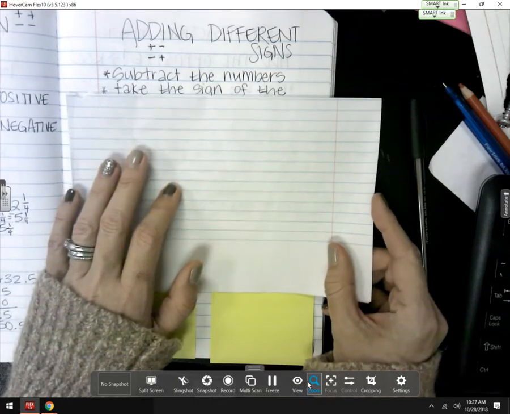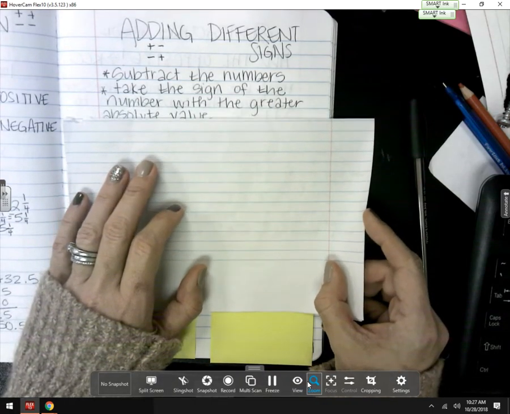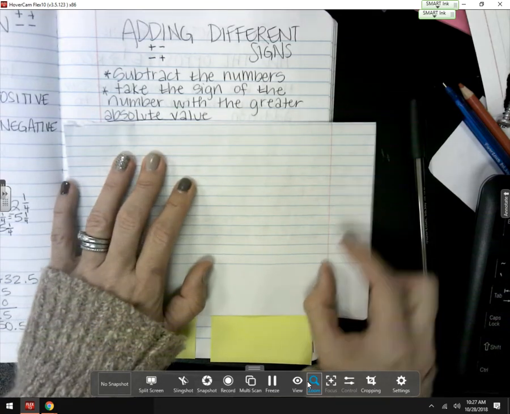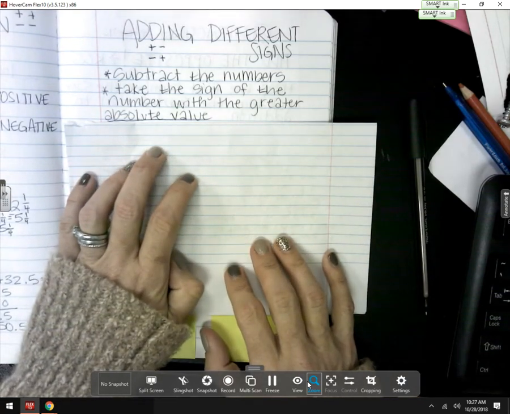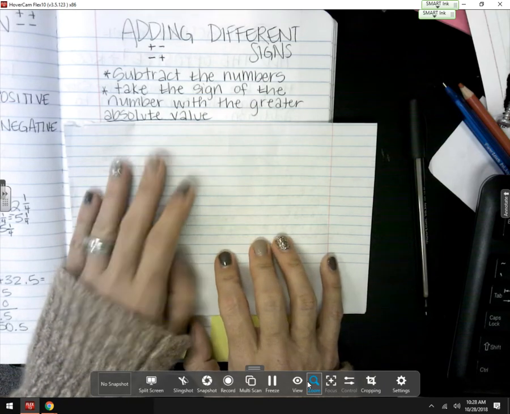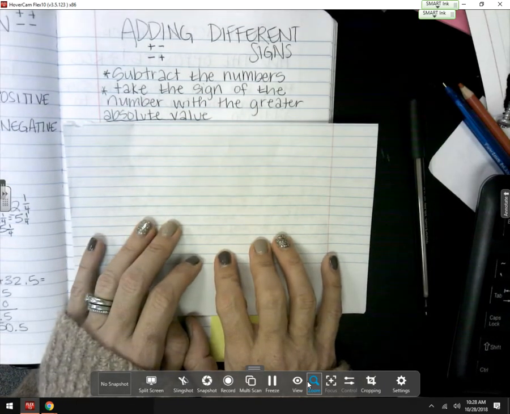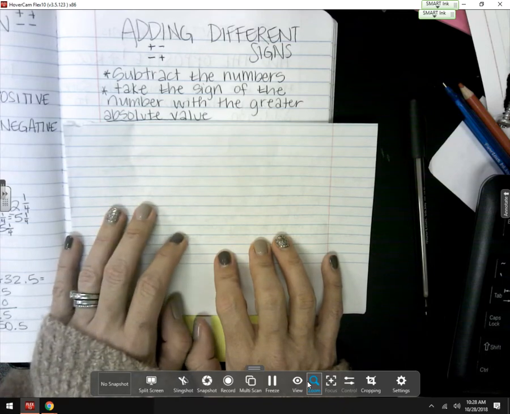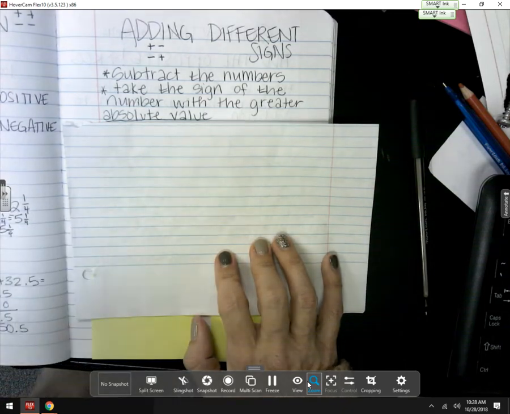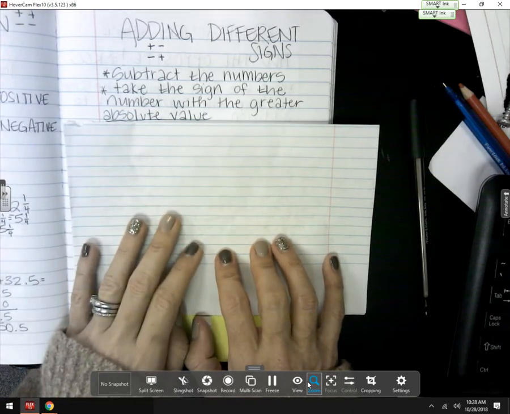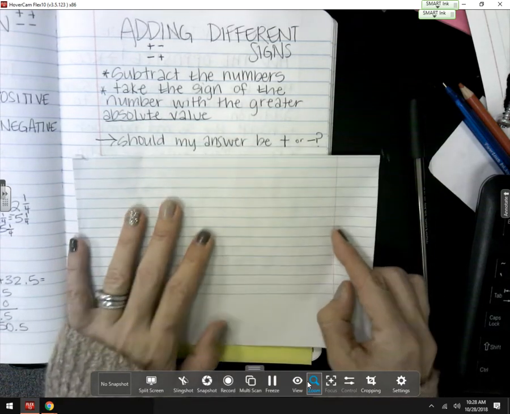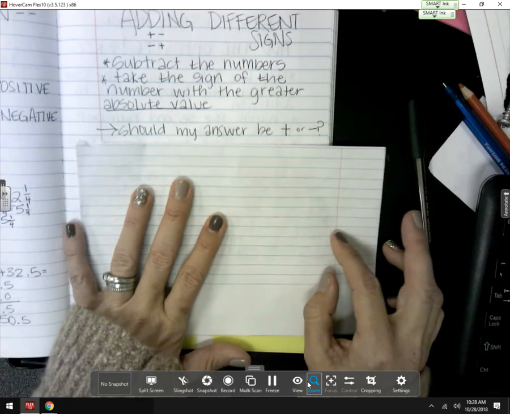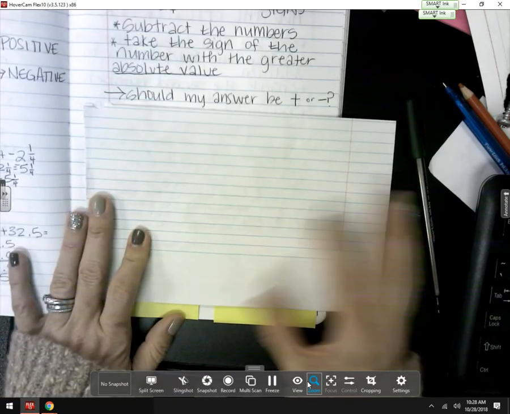Then what you're going to do is take the sign of the number with the greater absolute value. We're not going to say take the sign of the greater number because technically speaking, your positive number is always going to be greater, but we want to think about the value. How far away is that number from zero? And is the positive number going to be great enough to pull it past zero into the positive? So you should always be asking yourself before you even start adding, should my answer be positive or negative?